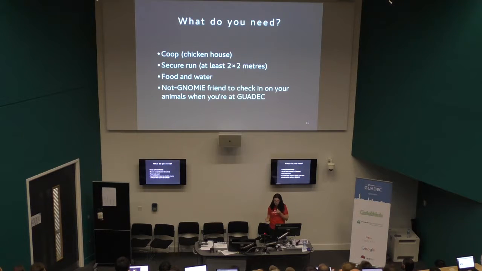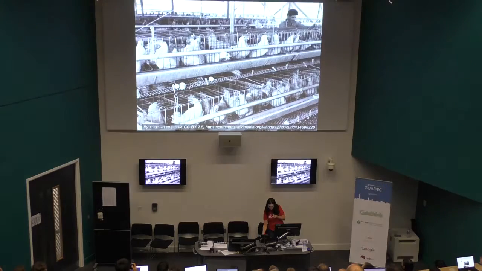They'll need food and water. Food-wise, they'll need nutritional supplement number 5, which you can buy from your local pet store. And you also definitely need a friend who's not a gnome so they can chicken sit for you when you're at work. This bit's really, really important, and actually surprisingly difficult to find those people.